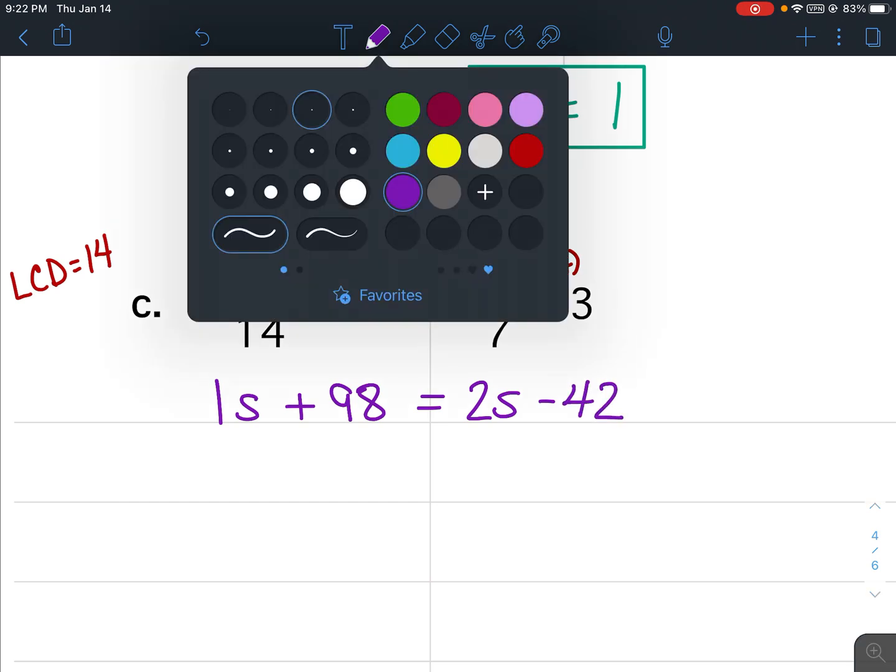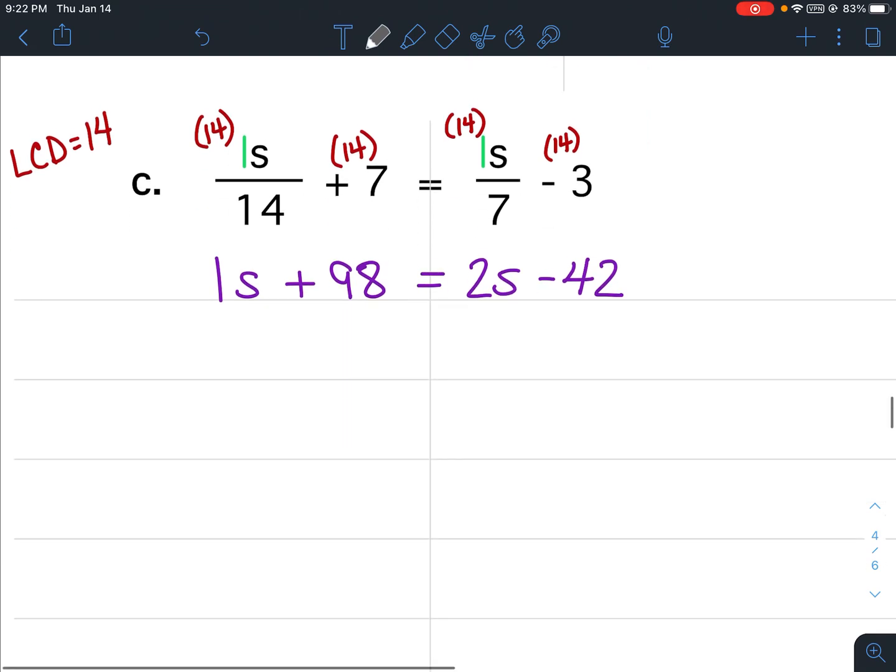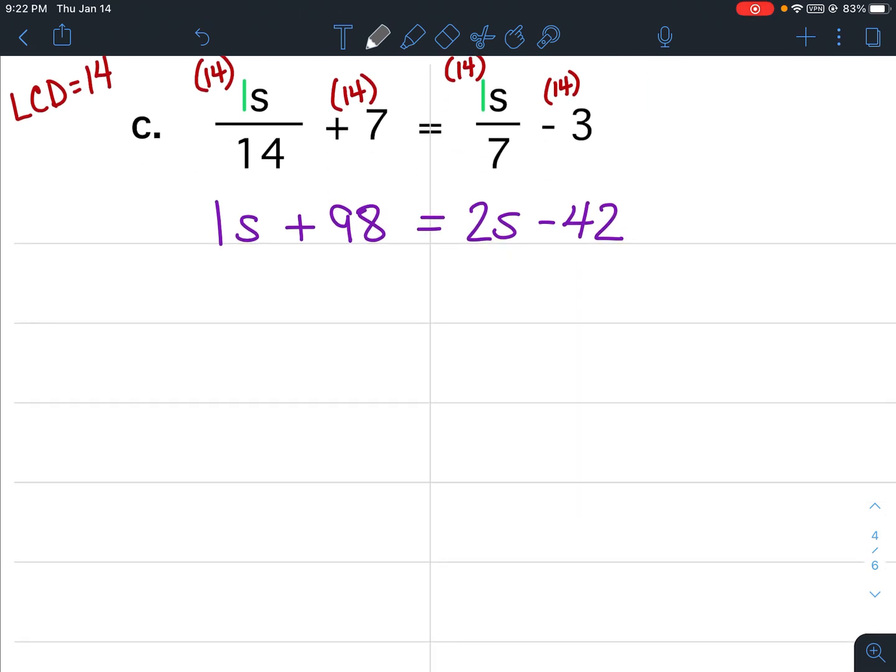All right, step 2 is to combine like terms. Well, can I combine anything on this side? I have 1s and 98. No, I cannot. Can I combine anything on this side? I have a 2s and a -42. I have a variable term and a constant term. So there are no like terms, which means I can go directly to taking my variable term to one side of the equation and my constant term to the other side.